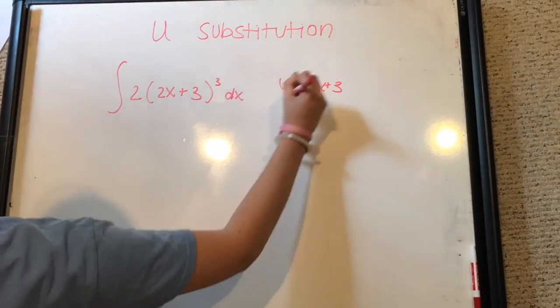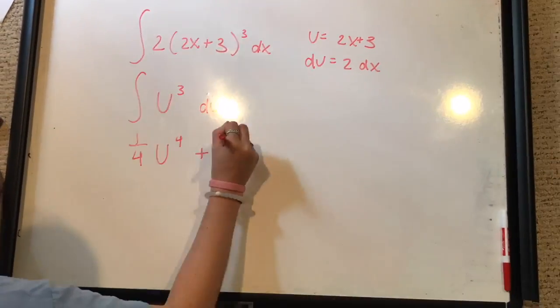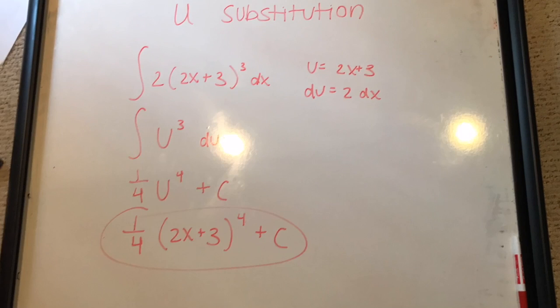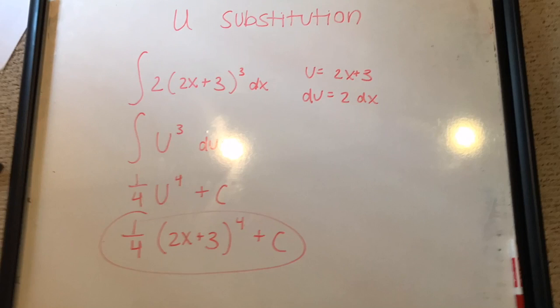U is always the inside function, so in this problem, 2x plus 3 is u. Then find the derivative of u, which is 2 dx. The 2's cancel out and you are left with the integral of u cubed du. Integrate to get 1/4 u to the 4th plus c. Then replace u with 2x plus 3 to get your final answer.